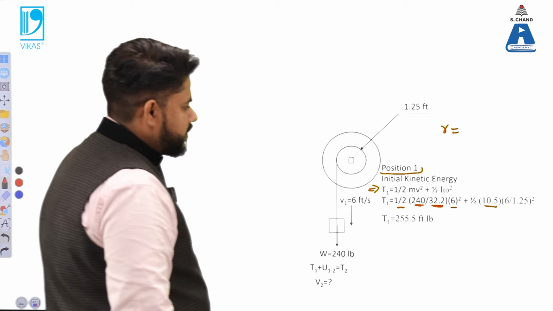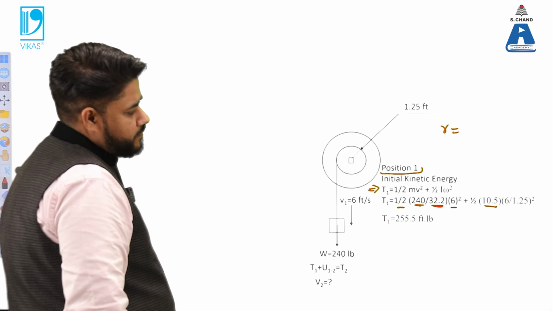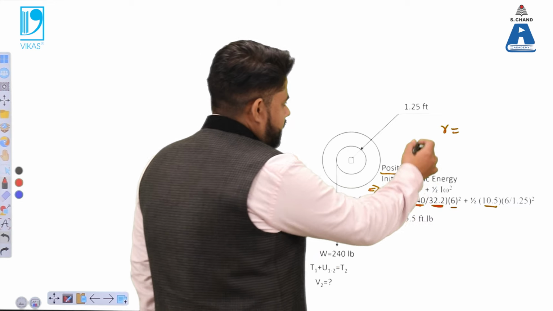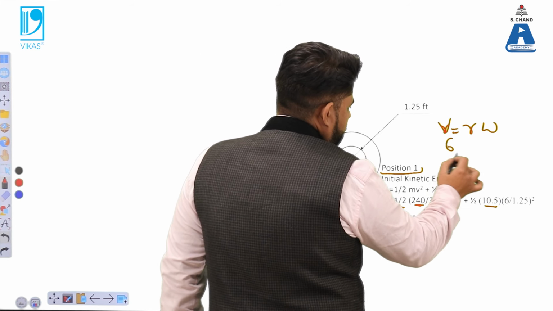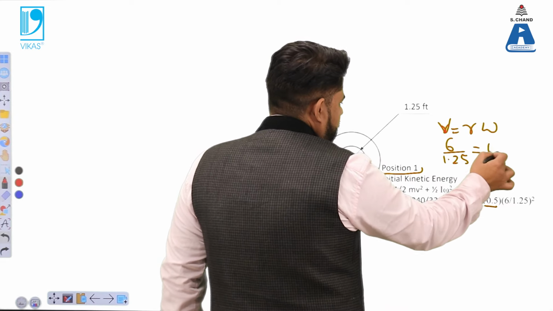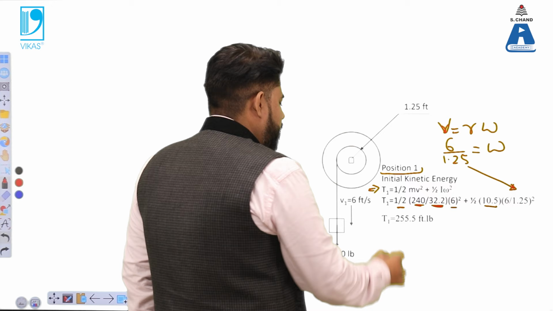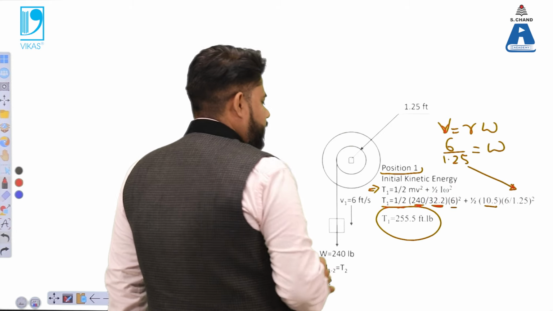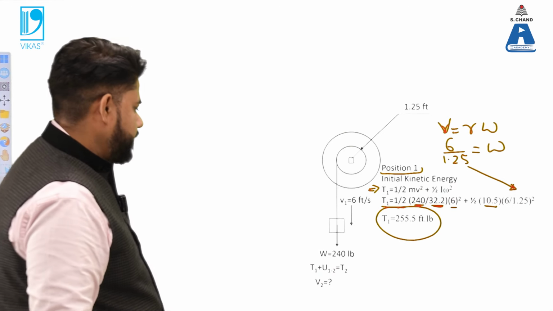So v is 6, v equals r omega. So v is 6 over this 1.25 feet, which is the radius. From there omega can be obtained. So we can put in this value of omega. On solving, this T1 is obtained, right? So this is for the initial part.